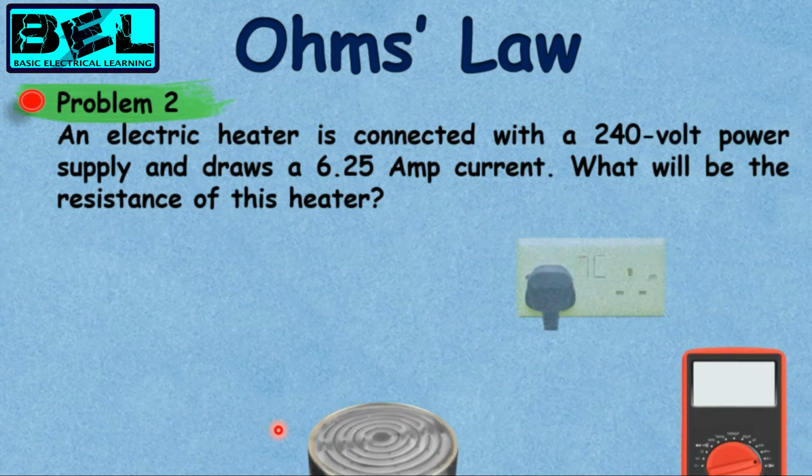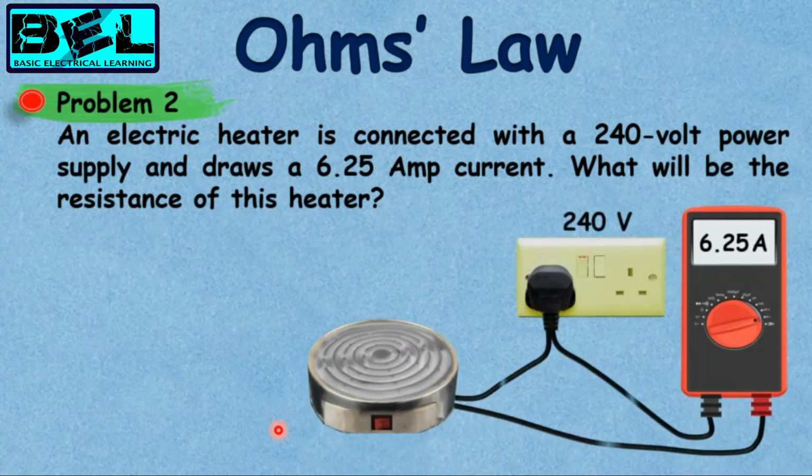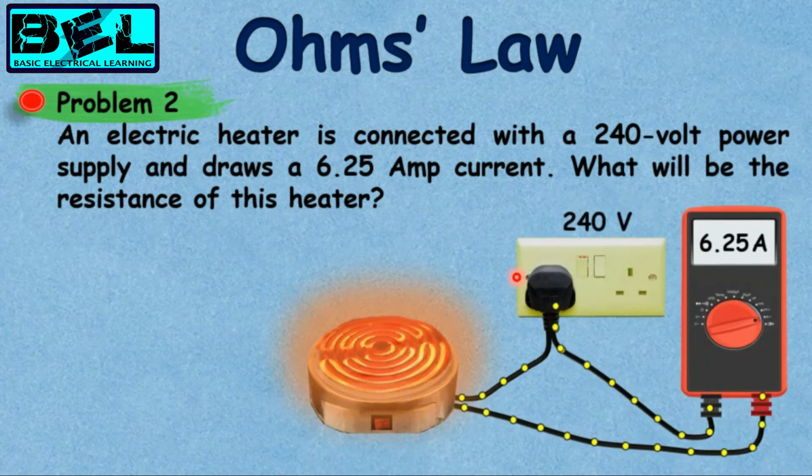Now come to the next problem. In this problem you can see here there is a 220 volt socket, and the current flowing is 6.25 ampere. So an electrical heater is connected with the 240 volt power supply and draws a 6.25 ampere current. What will be the resistance of this heater?